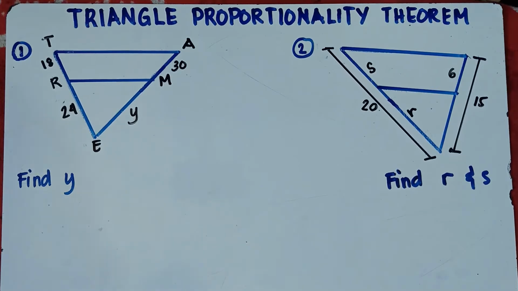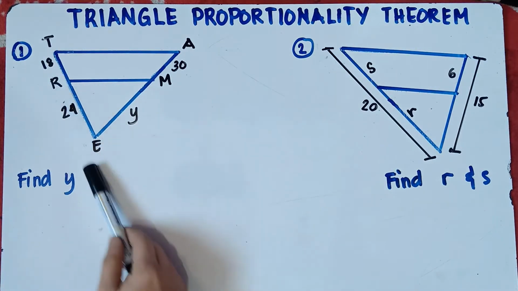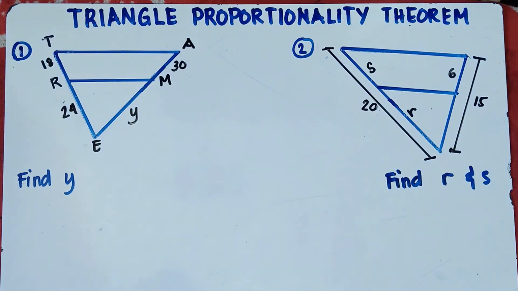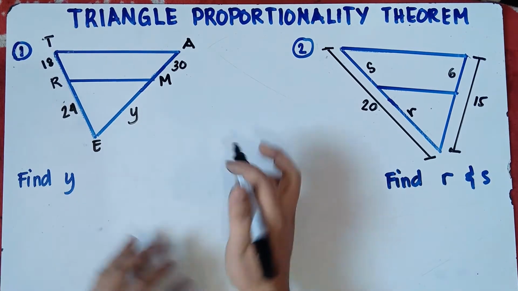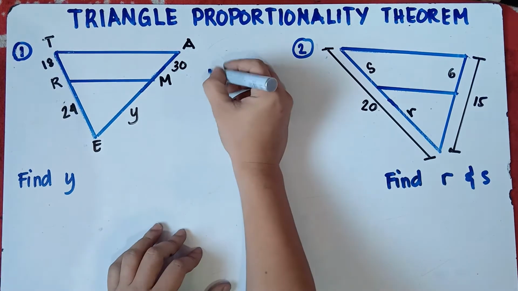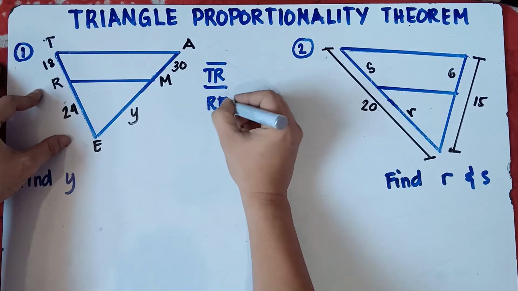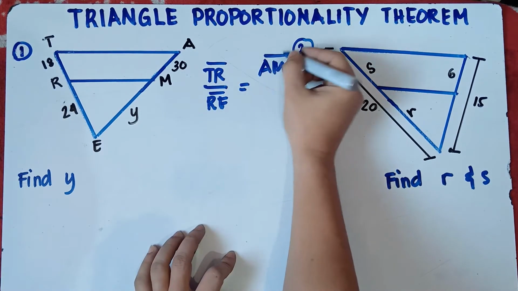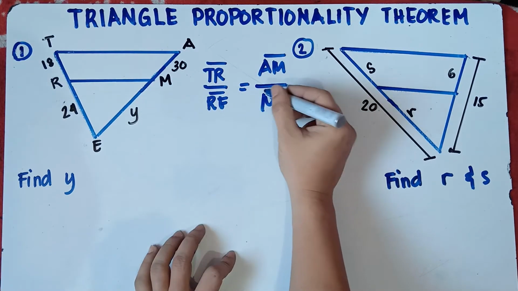We have a given triangle TEA. TR is 18, RE is 24, AM is 30, ME is Y. So you're told to find Y. Once again, this is the ratio of this side, TR over RE. So we can make line segment TR over line segment RE equal to line segment AM over line segment ME. Alright, so that's the thing there, class.